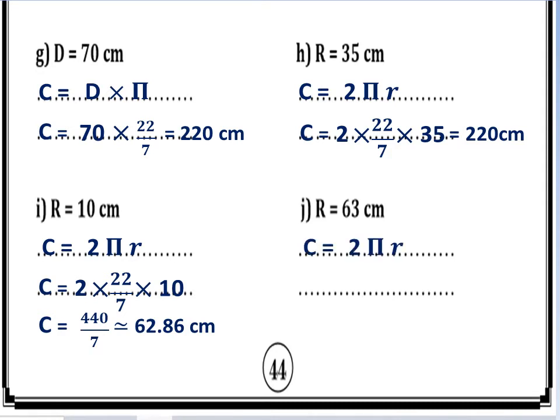And letter J, r equals 63 centimeters. So let's write the rule. Here C equals 2 pi r. So the value of the circumference equals 2 times 22 over 7 times the radius, which is 63. And now calculate the answer. So it will be 396 centimeters.